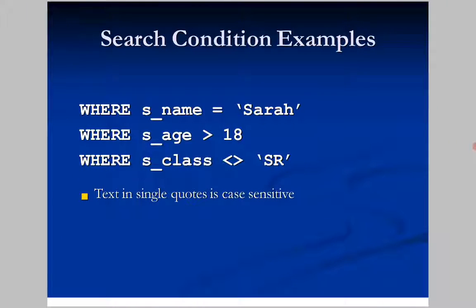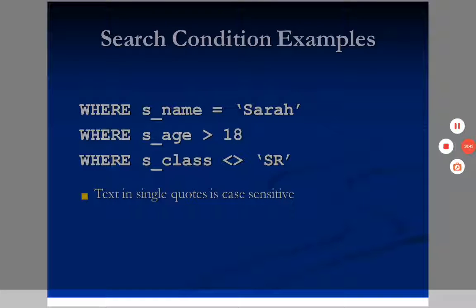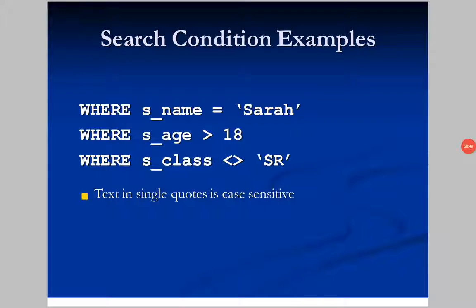So what are the examples of the WHERE clause? The WHERE clause is generally used to give some condition to any SQL statement. So the WHERE clause can be used for all the SQL statements. The syntax is WHERE some field name equals to, within quotes, some value. WHERE S name equals to within quotes SR, WHERE S size is greater than 18, WHERE S class is not equals to SR. Text in single quotes is case sensitive.